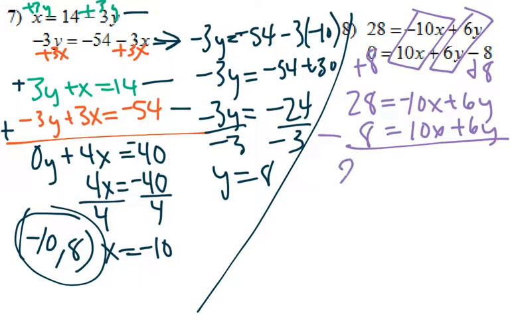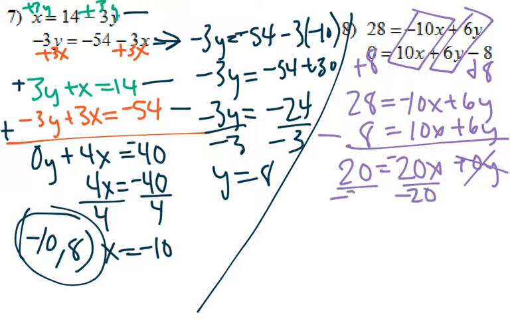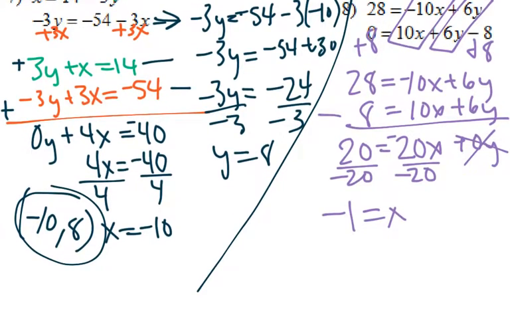I like that one better. 28 minus 8 would give us 20 equals negative 10 minus 10. Negative 20x, 6 minus 6, 0y. Got rid of that. Divide by negative 20. We get negative 1 equals x. Then we can pick one of our equations, doesn't matter which one or which version. I'll probably just pick the top.